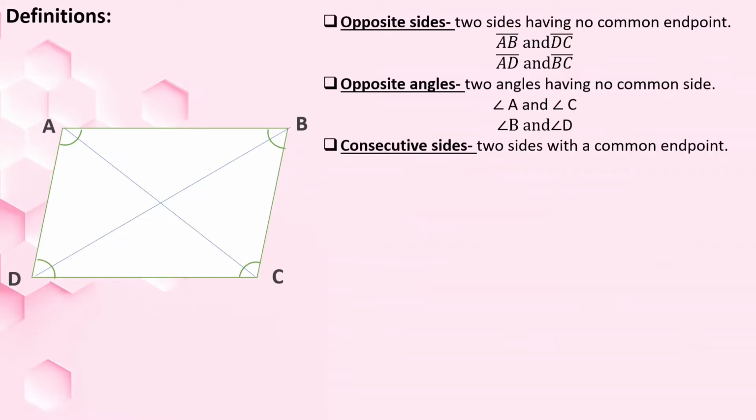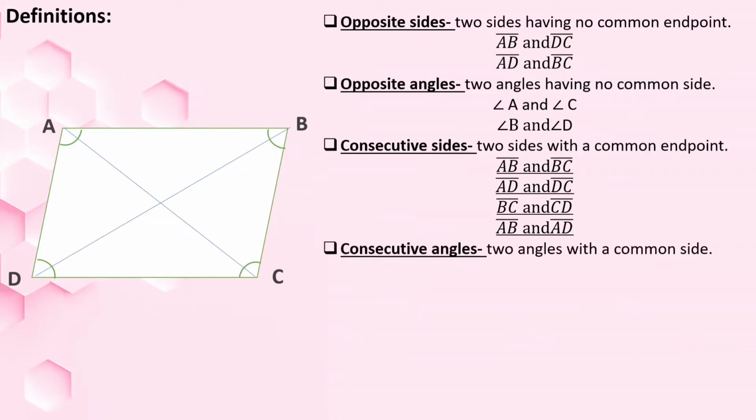Consecutive sides are two sides with a common endpoint. The consecutive sides based on the figure are side AB and side BC. They are consecutive sides because they have a common endpoint, which is point B. So side AD is consecutive to side BC, side BC is consecutive to side CD, and side AB is consecutive to side AD since they have a common endpoint.